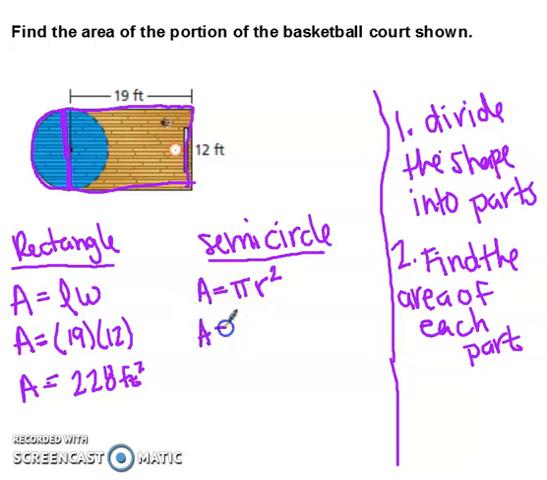So I'm going to substitute in the value of r. I'm going to evaluate my exponents. 6 times 6 is 36. Then I'm going to approximate that value of pi.